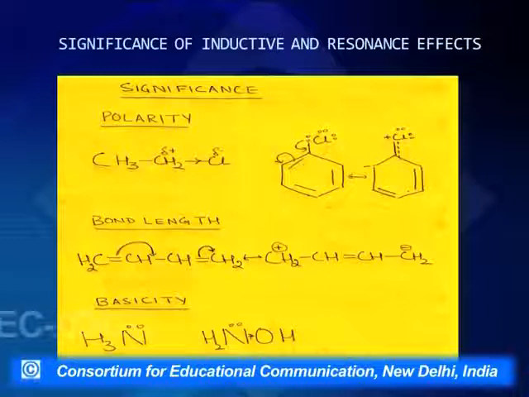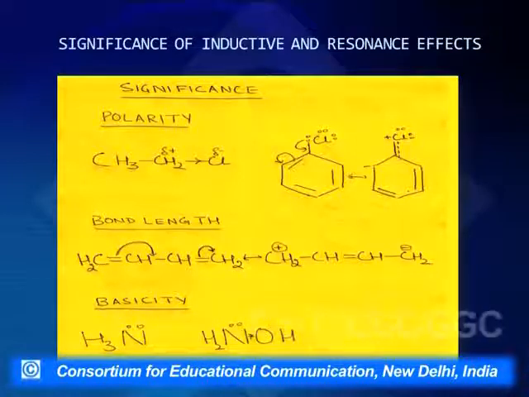Now please remember, the electromeric effect is a temporary effect. That is, as soon as we remove the reagent, the molecules will go back to their normal position, and it involves the movement of pi electrons. Now what is the significance of these effects? We will just quickly go through it. First is, we can explain the polarity of the alkyl halides and aryl halides.